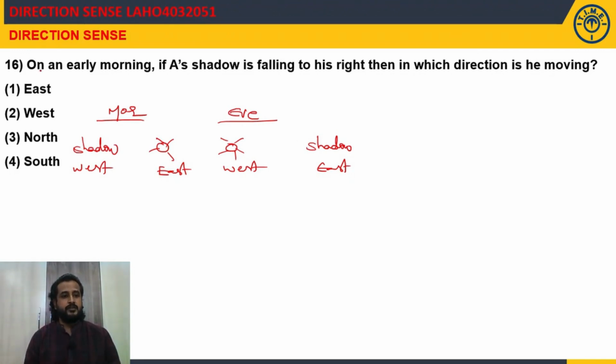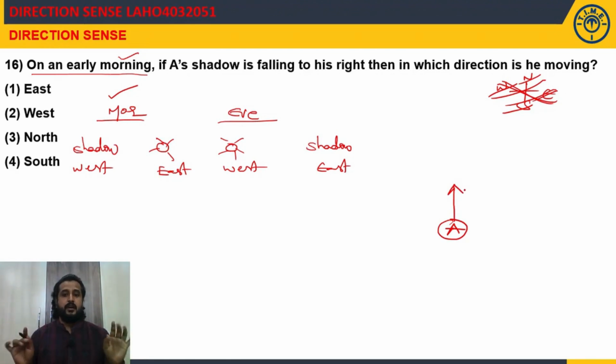Now what is the given question? Early morning, so this case is to be considered. If a shadow is falling to his right. Here we are not deciding the directions initially; remember this point in your mind. Initially we know east, west, north, south, but forget about this. So A is here, facing this direction. We don't know what this direction is. With the help of the shadow, we are going to decide the directions.